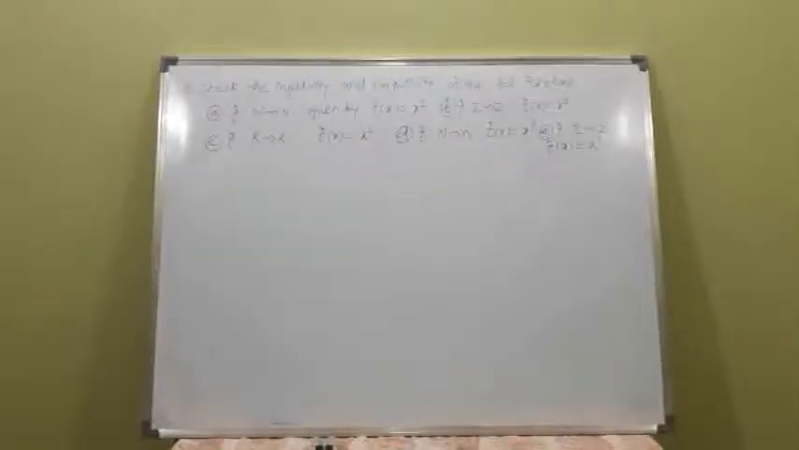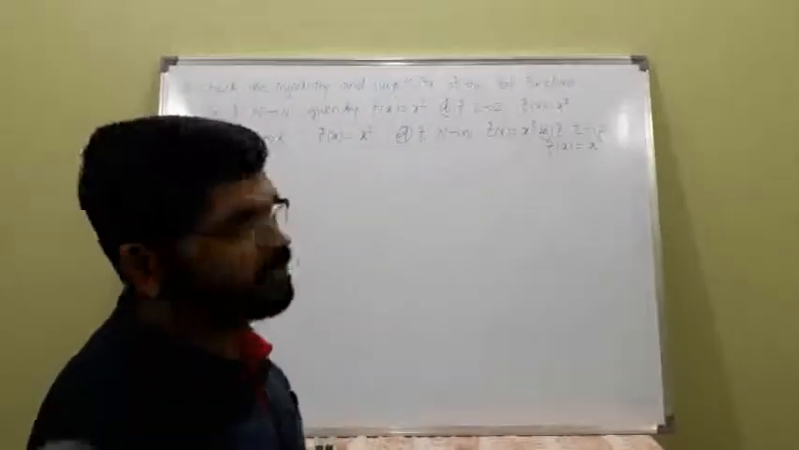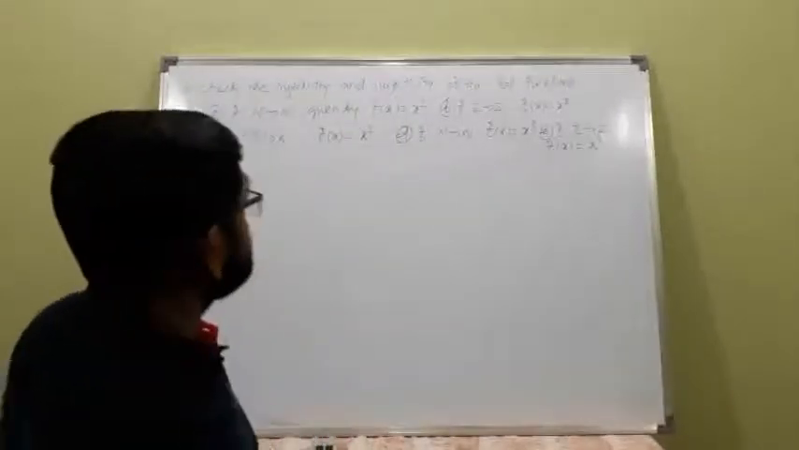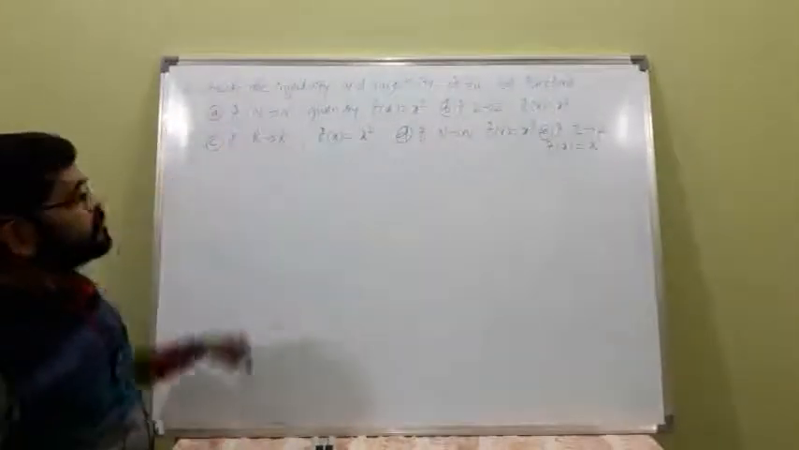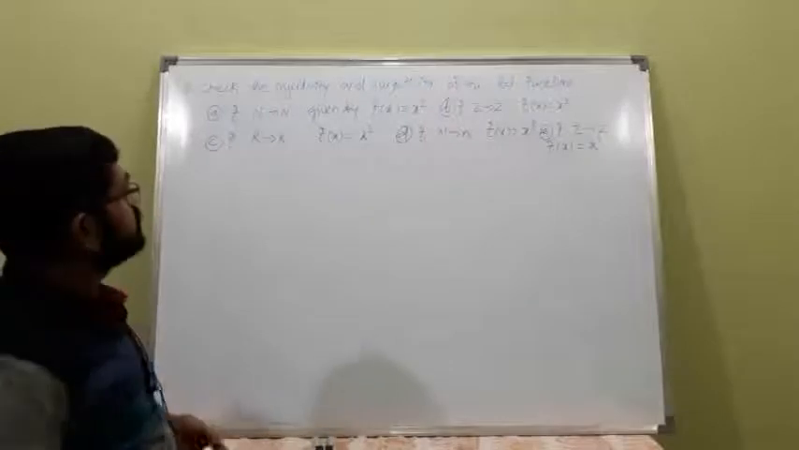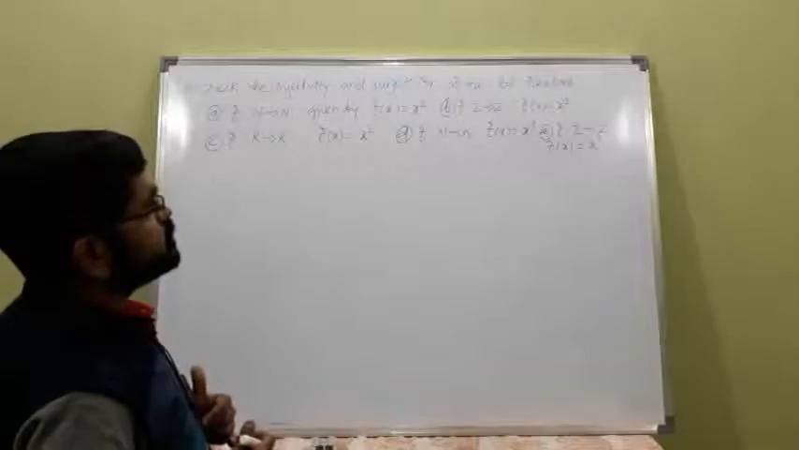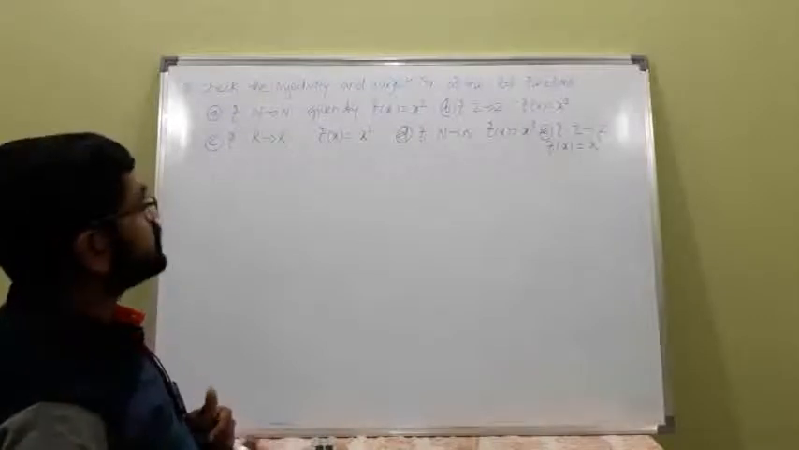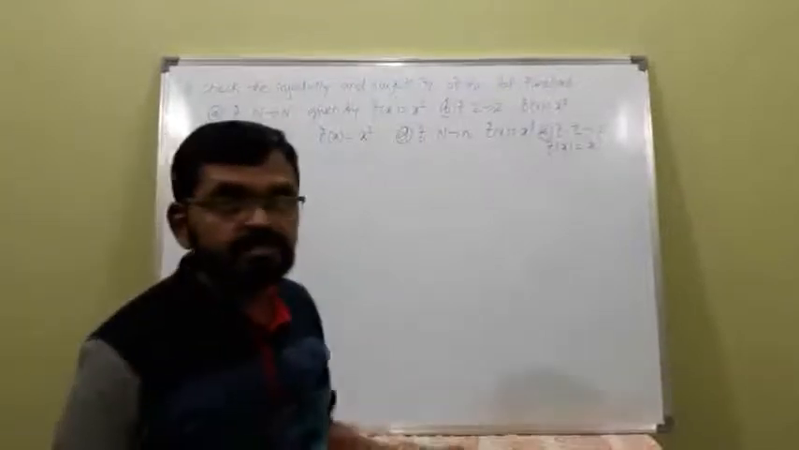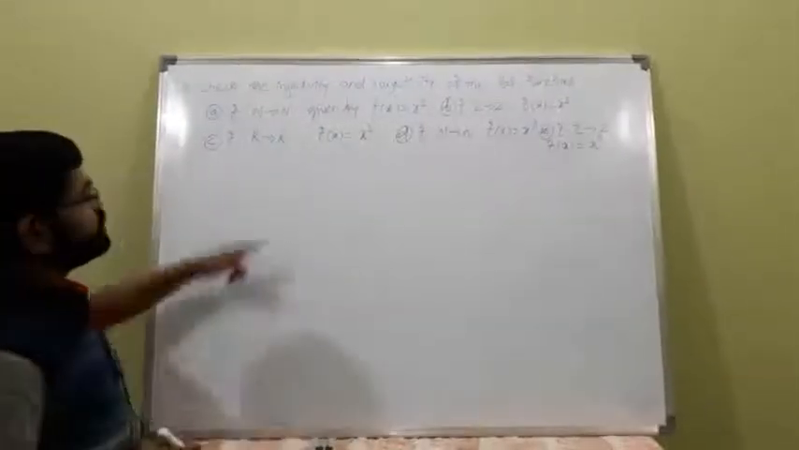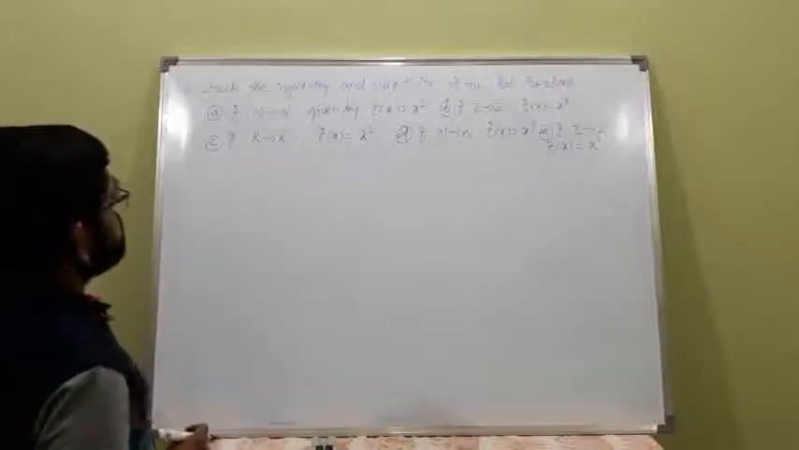Here, check the injectivity and surjectivity of the following functions, or one-to-one or onto functions. First one, f is from N to N given by f(x) is equal to x square. F is Z to Z, f(x) is equal to x square. And third case, f is from R to R, real line to real line, f(x) is equal to x square. Let us consider this first.